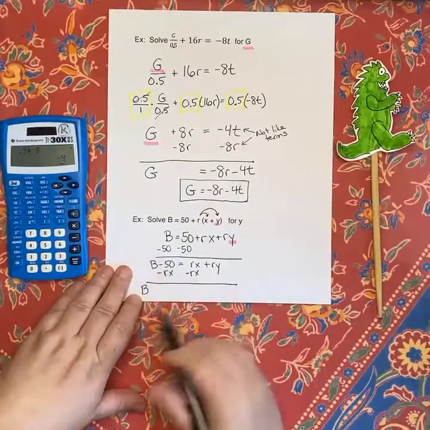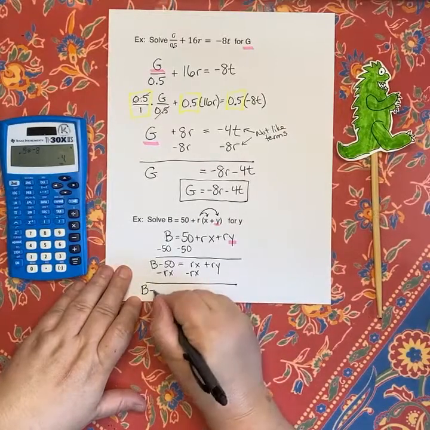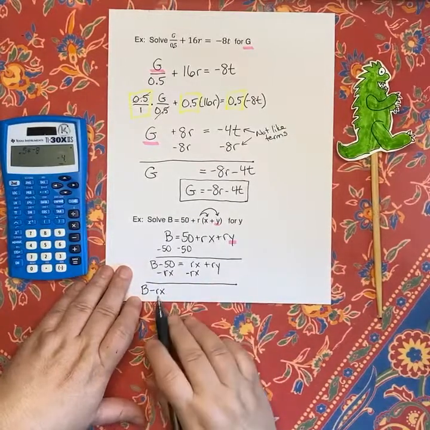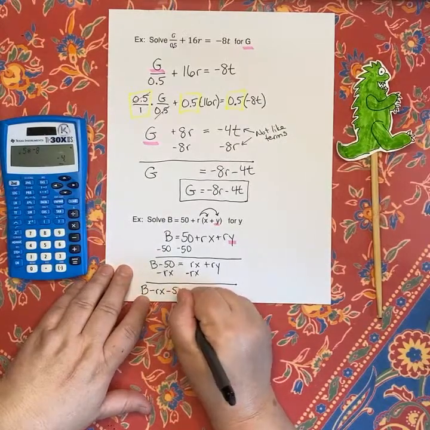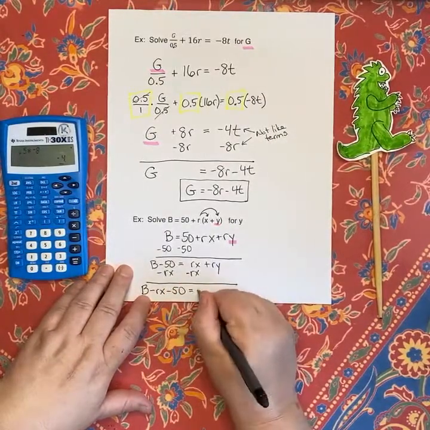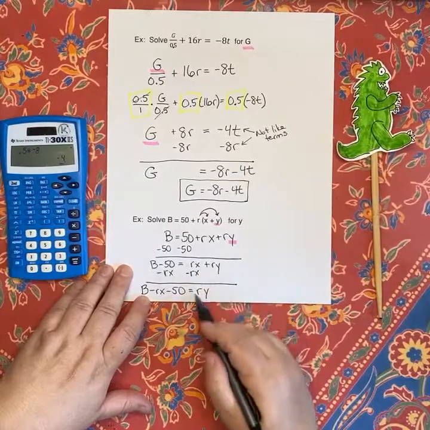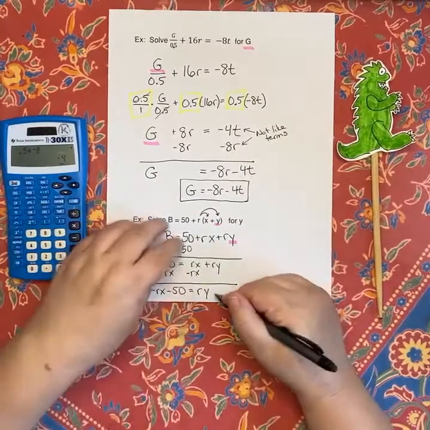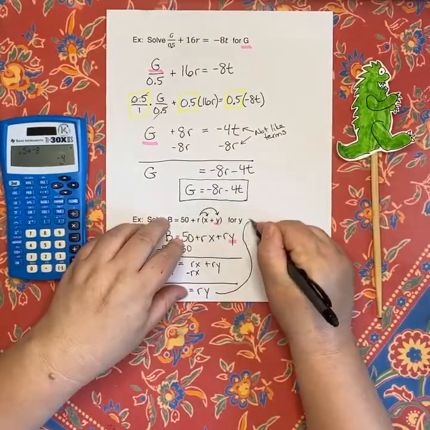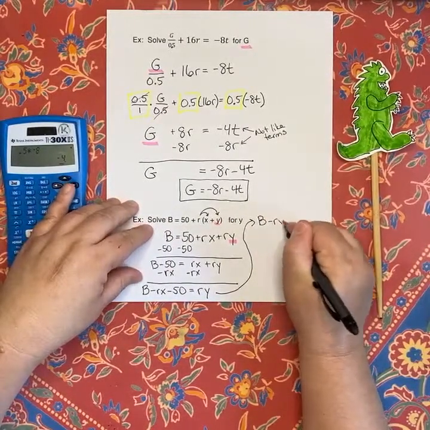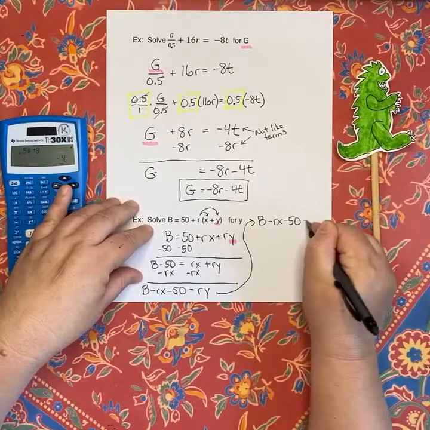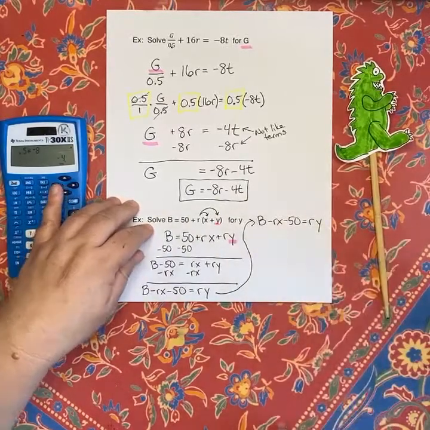I'm going to start with the capital B because it's positive. I'm going to write minus rx because it's variables and variables rank over constants. And then I'm going to write the minus 50. And that whole thing equals ry because that's all that's left on the left. Let's bring us up here. B minus rx minus 50 equals r times y.